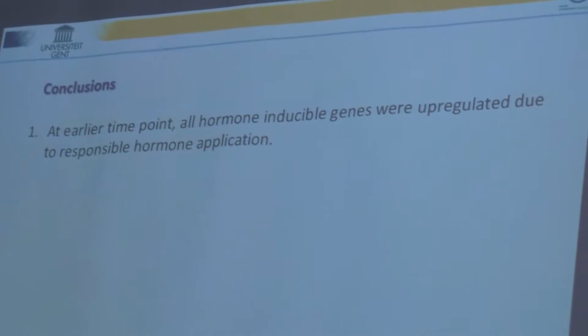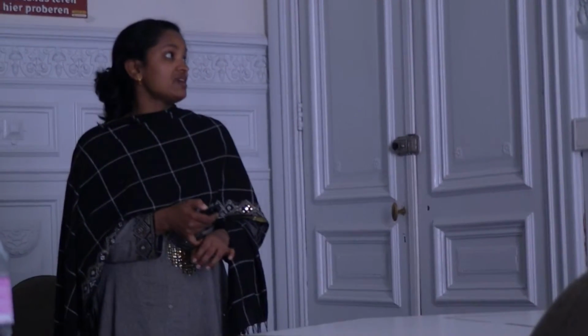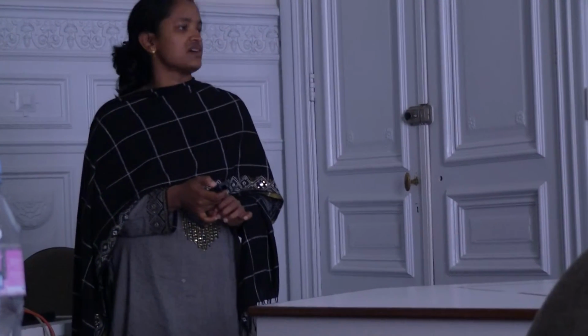So, we can conclude that at an earlier time point, all hormone-inducible genes were upregulated due to the responsible hormone application. Among the studied hormones, ethylene and methyl jasmonate were the most effective inducers of pathogenesis-related marker genes. Most of the genes were significantly downregulated or had returned to non-infected tissue level in nematode-infected plants. And finally, we found that ethephon and methyl jasmonate were the most effective in hormone-mediated rice defense against Meloidogyne graminicola. Thank you so much for your attention.